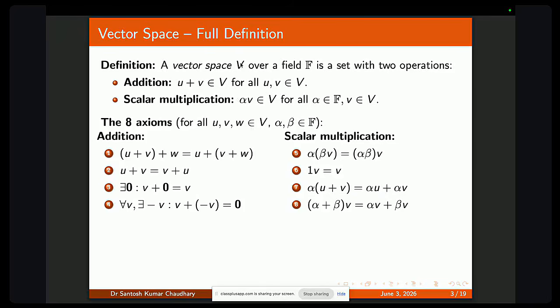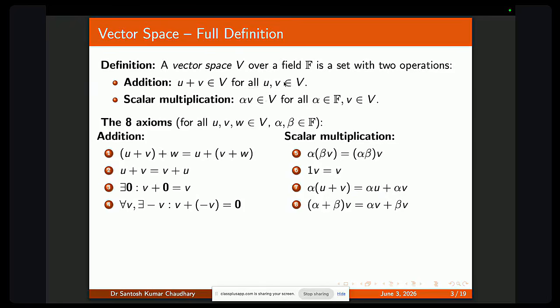So V is a vector space over F with two operations, addition and multiplication, said to be a vector space if they satisfy these axioms, and these two conditions are closure properties that must be satisfied. So in all you can say there are 10 conditions. A set with a field and with two operations is said to be a vector space if they satisfy these 10 conditions. This is also a condition.